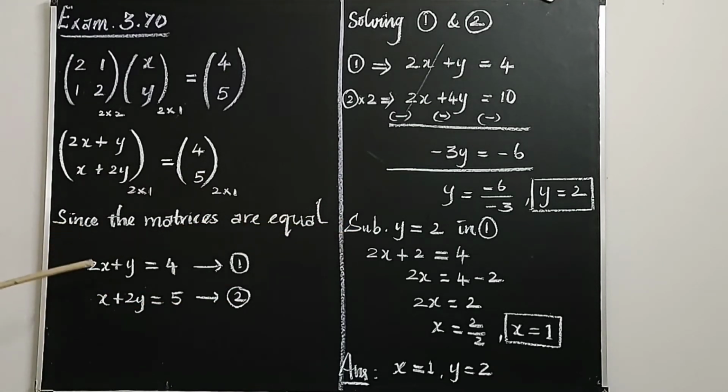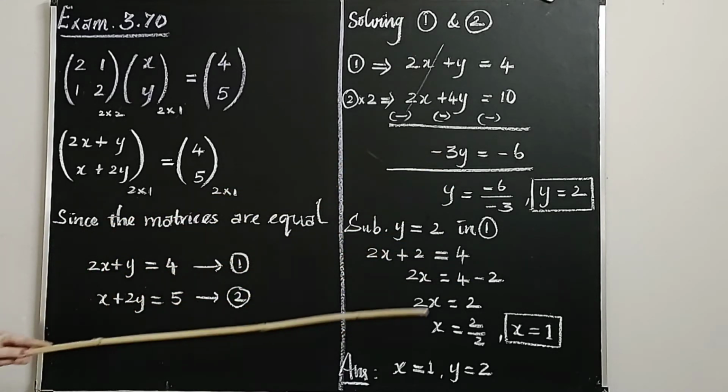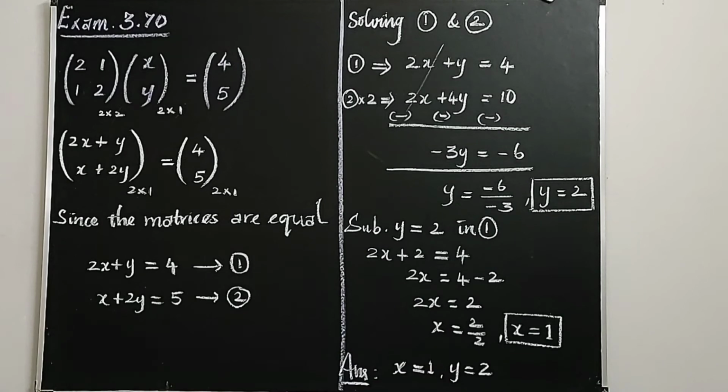What is equation 1? 2x plus y is equal to 4. In the place of y, you substitute 2. So 2x plus 2 is equal to 4. 2x is equal to, take this plus 2 there, it is minus 2. 2x is equal to 2. So x is equal to 2 by 2. We get x is equal to 1. Finally, by solving this given equation, we got the value of x and y. What is x? X is equal to 1 and y is equal to 2.